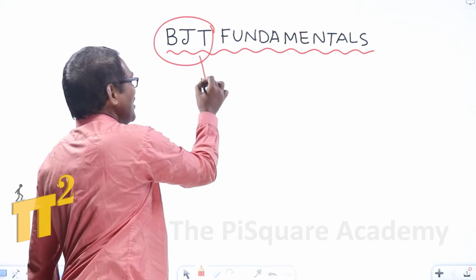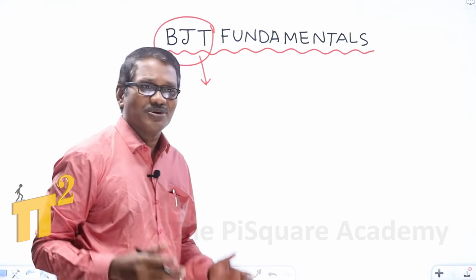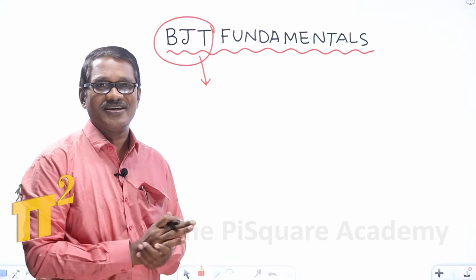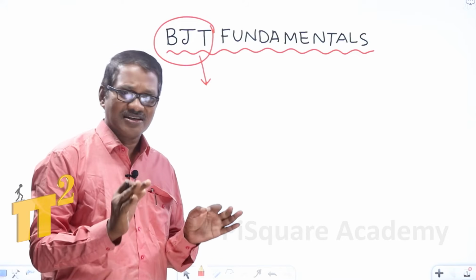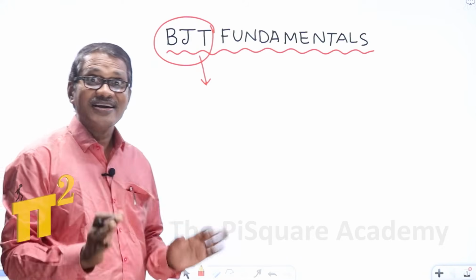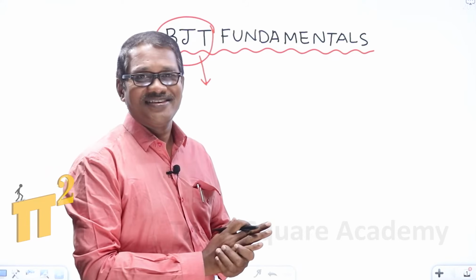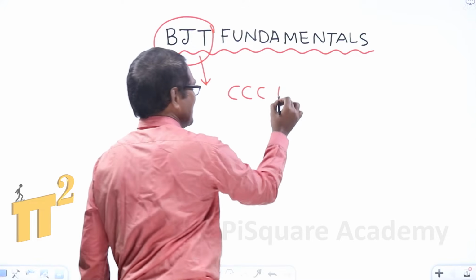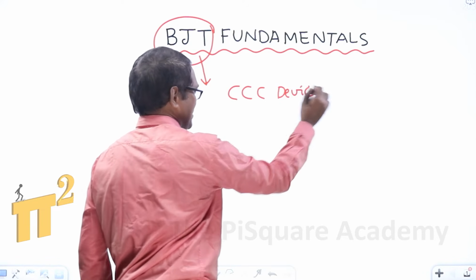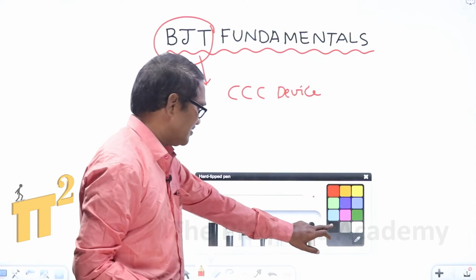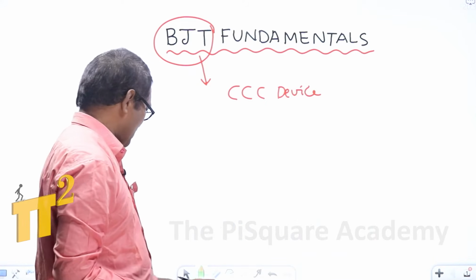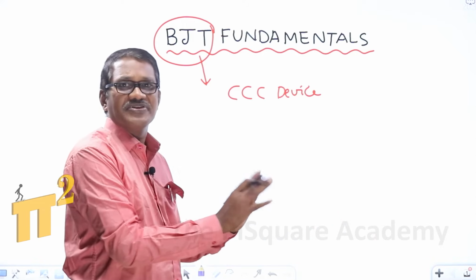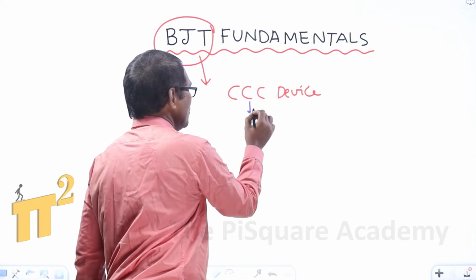So what is BJT? In interviews, if the interviewer asks what is BJT, the first and foremost answer must be that BJT is a current controlled current device. Triple C device. Different definitions may be there, but the accurate definition for BJT is a current controlled current device.